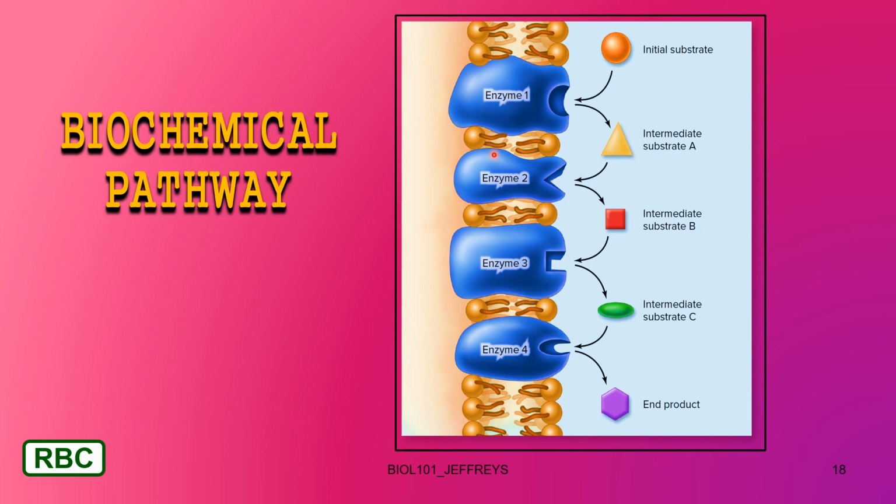We'll see this when we talk about cellular respiration in the next chapter. But this product then becomes an intermediate substrate, which then fits into the active site of enzyme 2. Enzyme 2 does its job, releases another intermediate substrate, which then fits into the active site of enzyme 3. Enzyme 3 does its job, releases its product, which now is an intermediate substrate for enzyme 4. It fits in there. Enzyme 4 does its job and releases the end product, the final product.